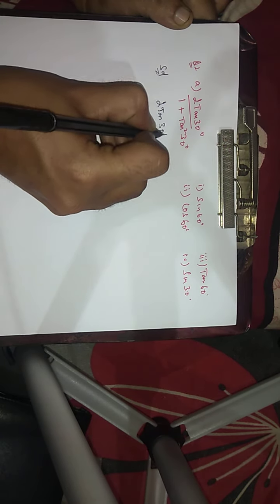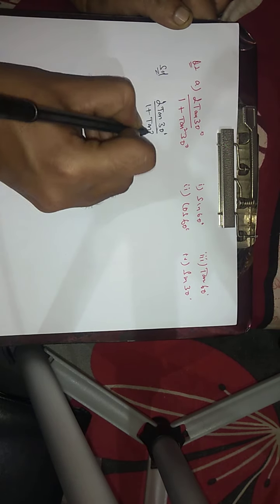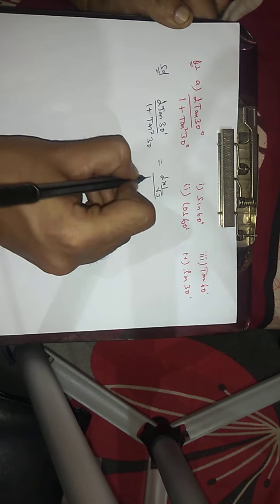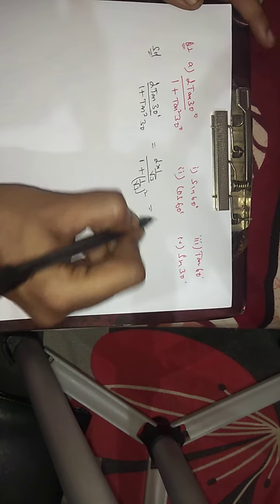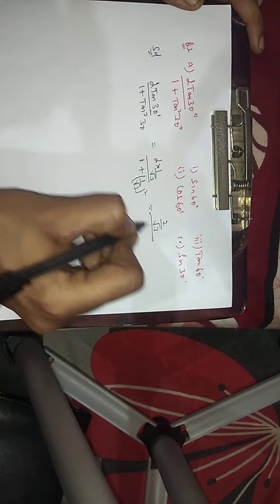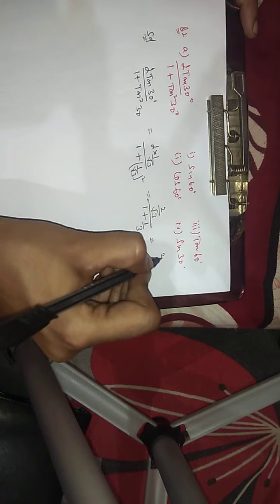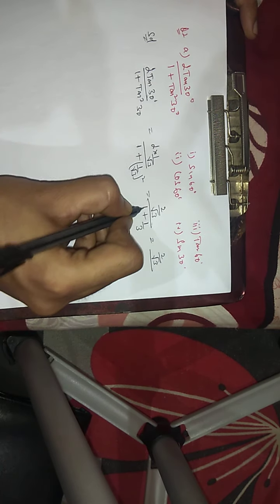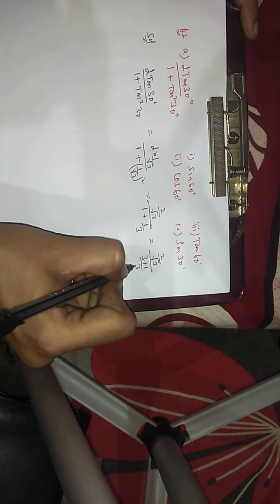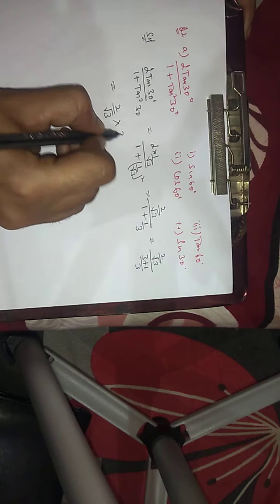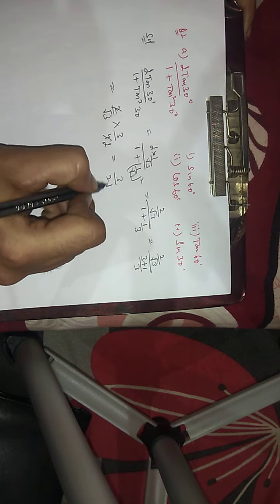2 tan 30 upon 1 plus tan square 30, that is 2 into 1 by root 3 upon 1 plus (1 upon root 3) square. It is 2 upon root 3, upon 1 plus 1 upon 3. It's 2 upon root 3, upon (3 into 1, 3, plus 1) upon 3. So it's 2 upon root 3 into 3 upon 4, 2 twos are 4, so it's 3 upon 2 root 3.